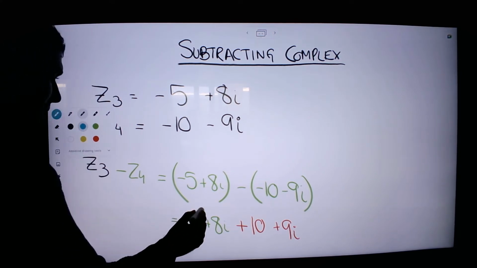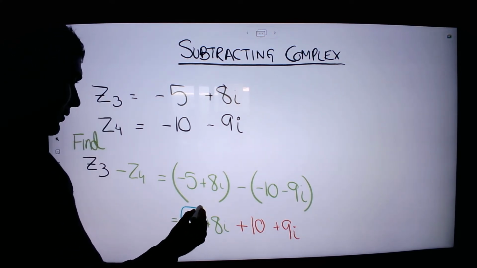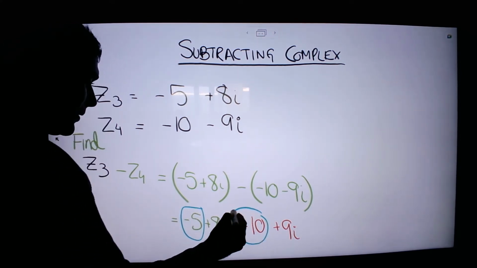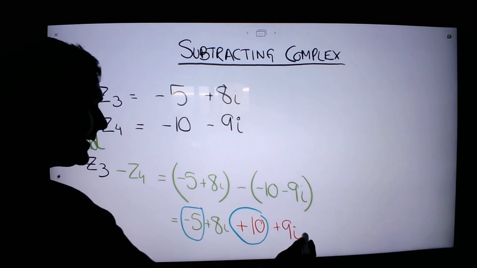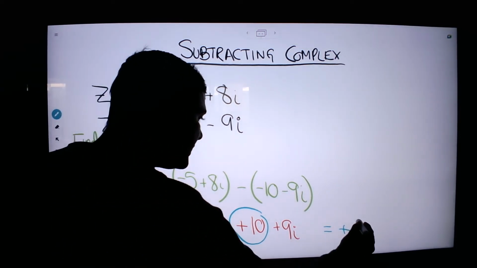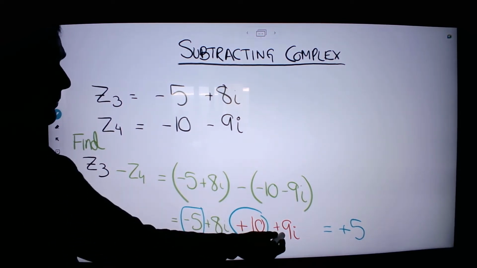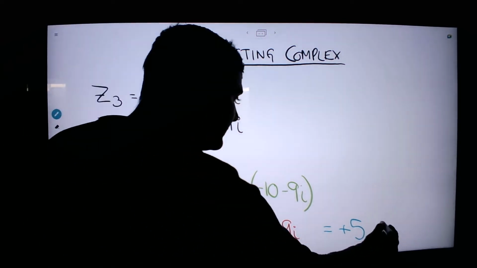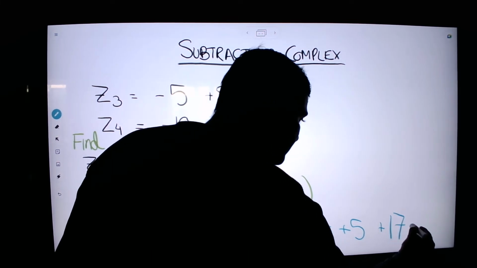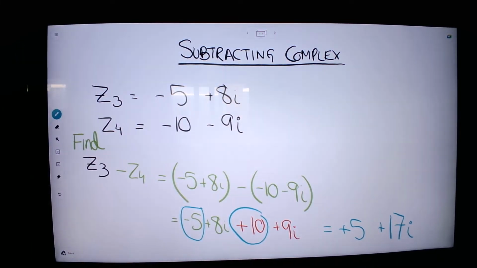You just add the real to the real. Minus 5 plus 10 is plus 5, and then plus 8 and plus 9 is 17, plus 17i. And that's your answer. The other way of doing that one is this.